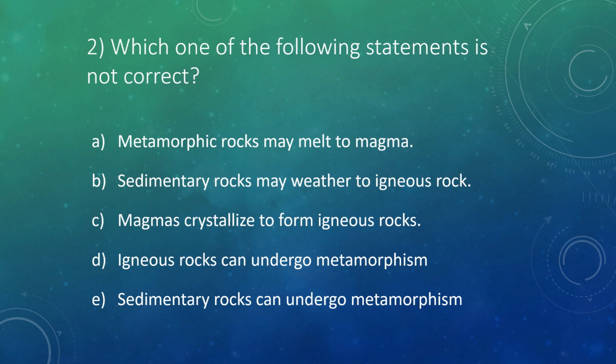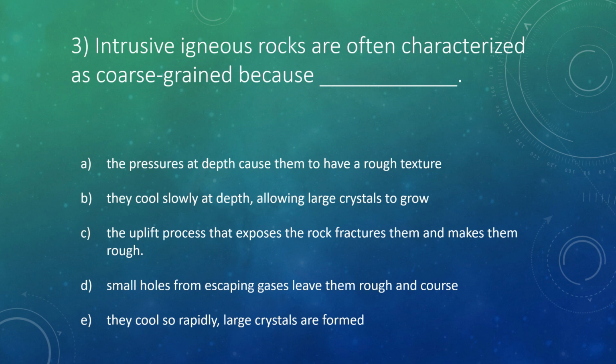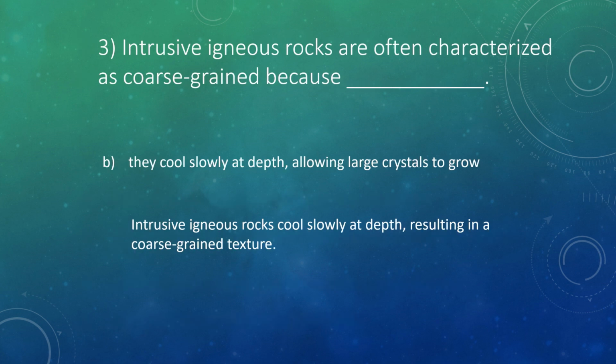Question 2. Which one of the following statements is not correct? Okay, well, statement B, sedimentary rocks may weather to igneous rocks. Well, that is not correct. Weathering of rocks produces sediment, but cannot produce igneous rocks. Question 3. Intrusive igneous rocks are often characterized as coarse-grained because what? Well, because they cool slowly at depth, allowing larger crystals to grow. So intrusive igneous rocks cool slowly at depth, and that gives them their coarse-grained texture.